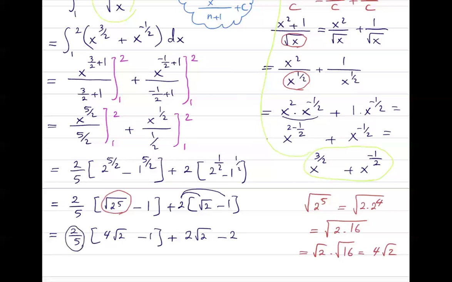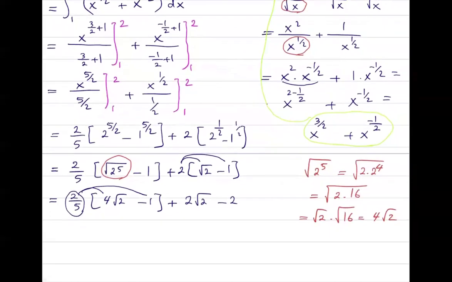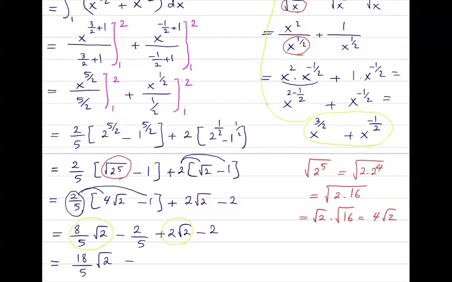So now distribute 2/5 into parentheses and try your best to simplify as much as you can. You get 8 over 5 times square root of 2 minus 2 over 5 plus 2 times square root of 2 minus 2. Well, you can combine these radicals and you can combine the constants in terms. If you take common denominator between these two, you have 18 over 5 times square root of 2, and you get negative 12 over 5.